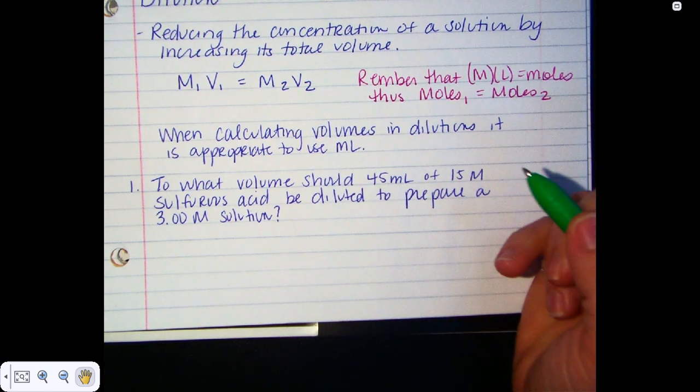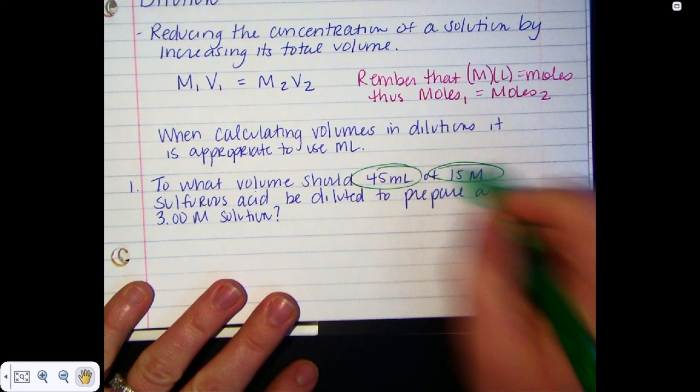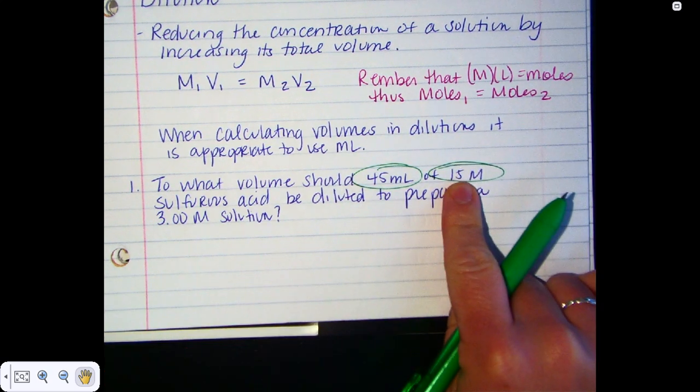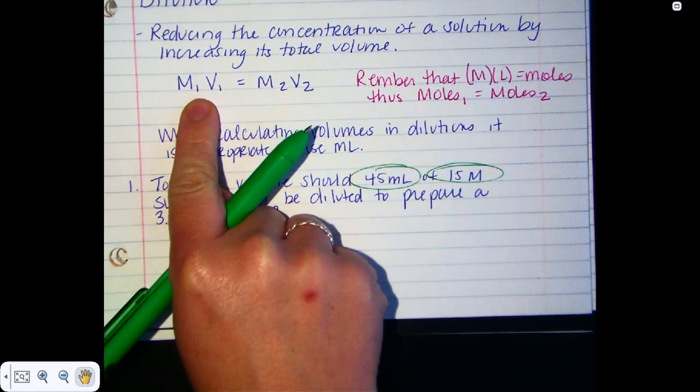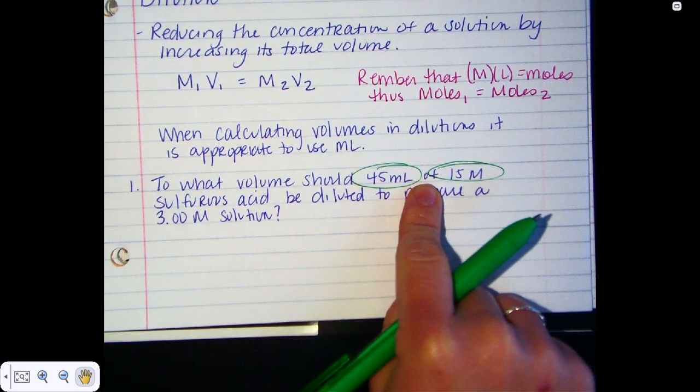So the only thing you really have to watch when you're doing these is make sure you pair your parts correctly. The 45 obviously goes with the 15, and it doesn't matter if you put those as M1 and V1 or if you put them as M2 and V2. They just have to be together.